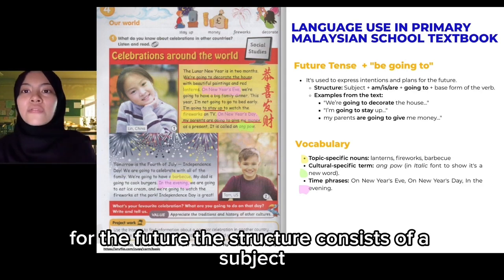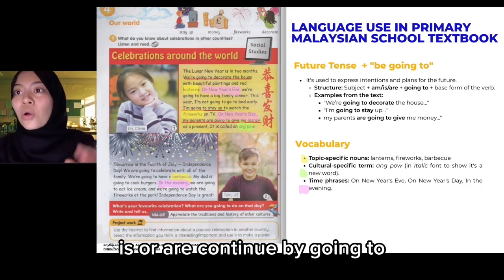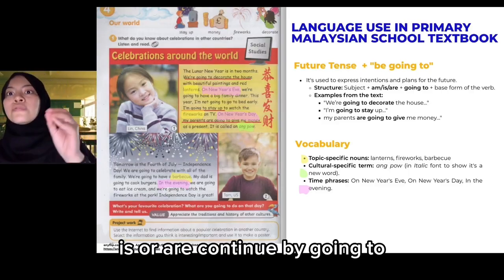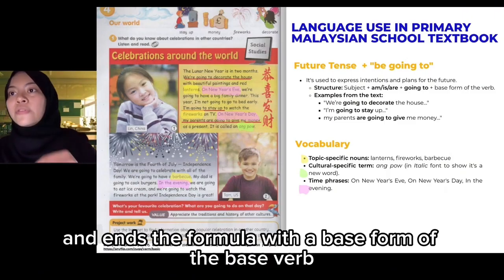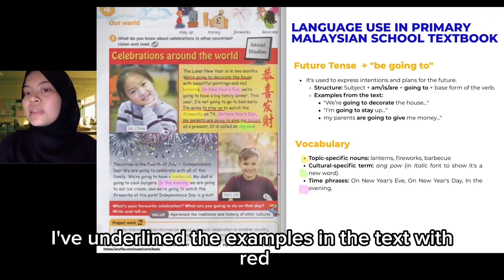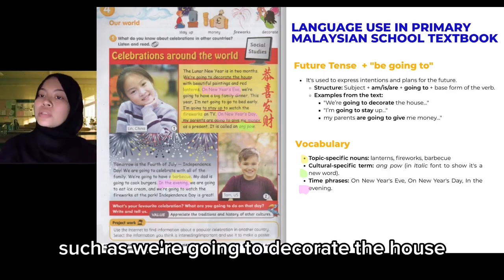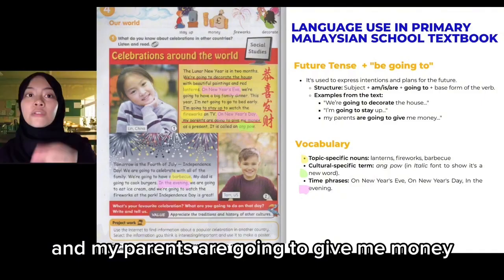The structure consists of a subject, followed by the verb to be, which is am, is, or are, continued with "going to," which is a future form, and ends the formula with the base form of the verb. I've underlined the examples in the text in red, such as "we're going to decorate the house," "I'm going to stay up," and "my parents are going to give me money."